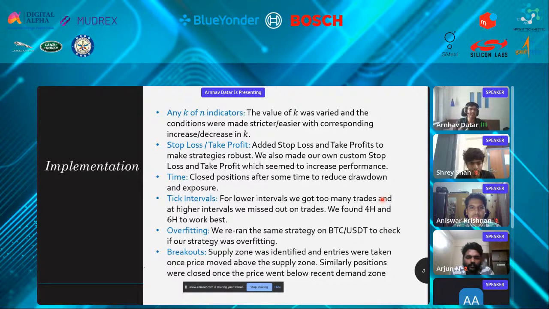We did this to make our strategies robust. We also made our own custom stop loss and take profit, which seemed to increase our performance. With regard to time, we closed our positions after some time to reduce the drawdown and the exposure. Usually, this was in the range of say 2 days.